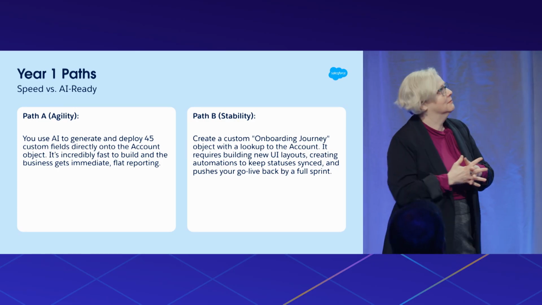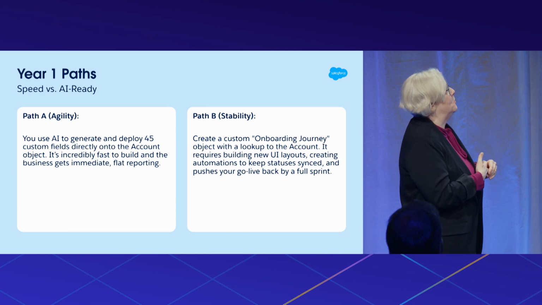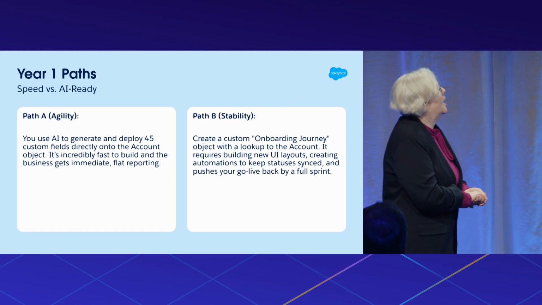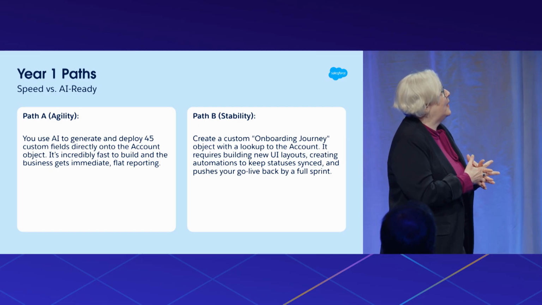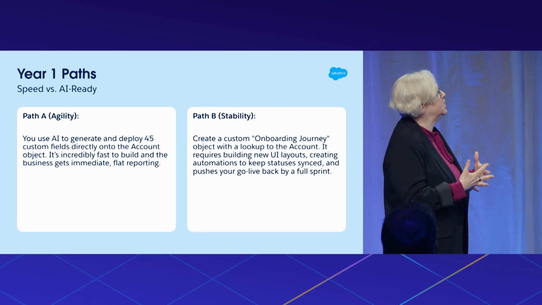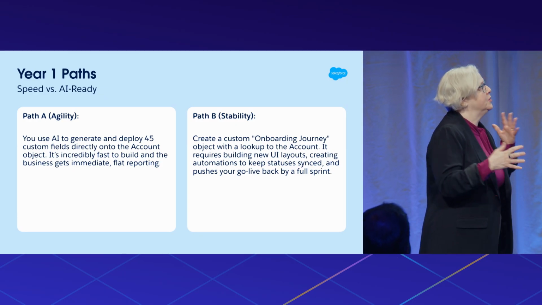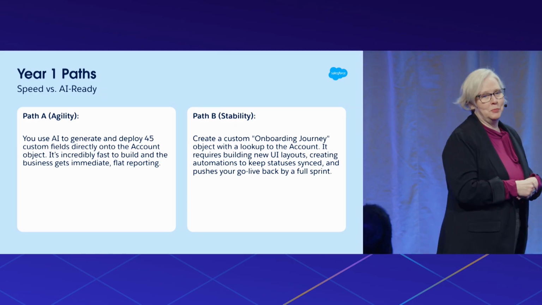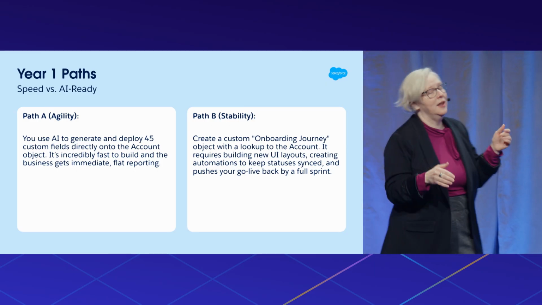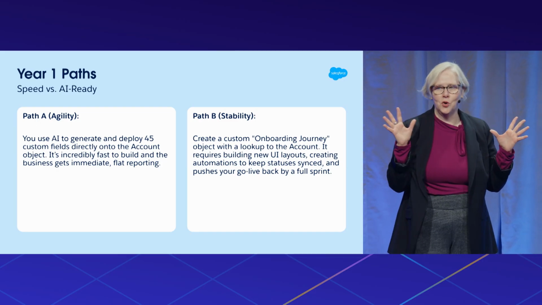What about path B, where you say, hey, wait a second, let's think about this a little bit more, and create a custom object, the onboarding journey, looking up to the account. But the complication there is a little bit more complex. It requires building some automation, a new UI layout, and keeping all those statuses in sync, and you're going to have to push back your go live. Two different things. One is agility and one is stability. There's no right or wrong answer here.